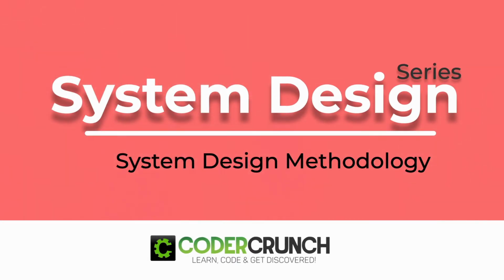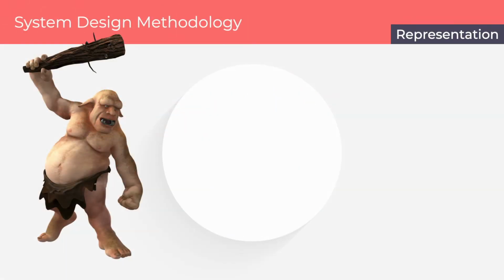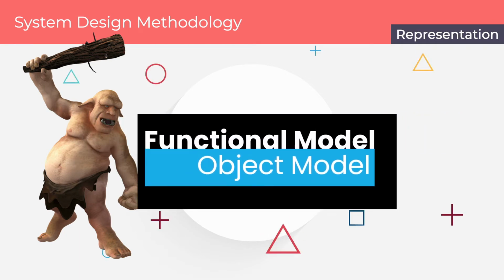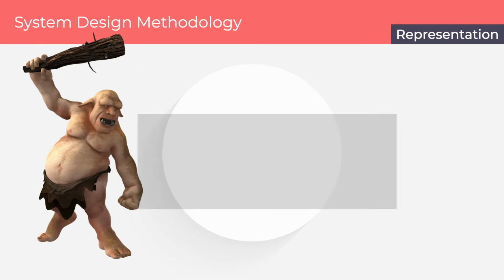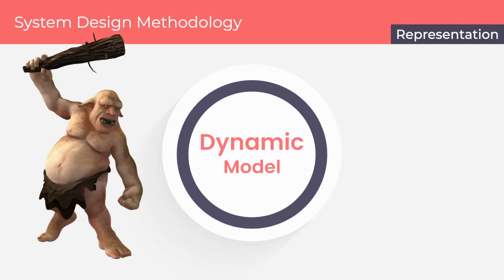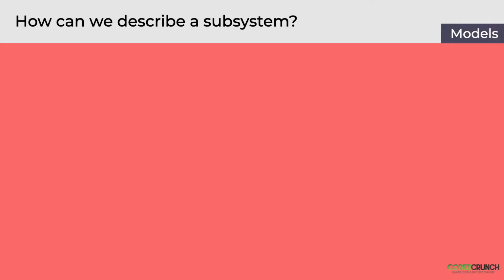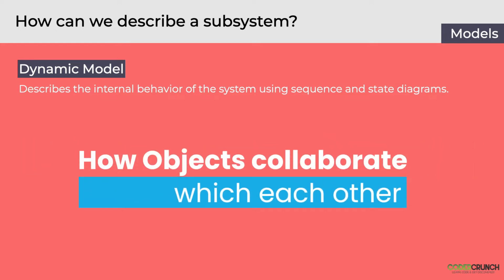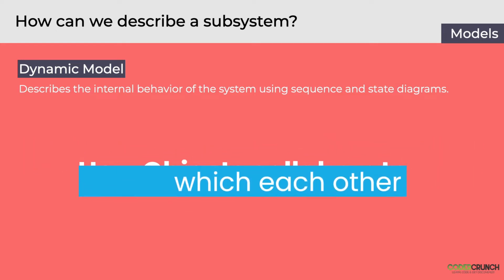Welcome back. In the last set of videos, we covered the basis of both the function model as well as the object model for our subsystem. In this video, we will learn about the dynamic model. The dynamic model describes the internal behavior of our system. Specifically, it outlines how objects in a system collaborate with each other to accomplish various use cases.